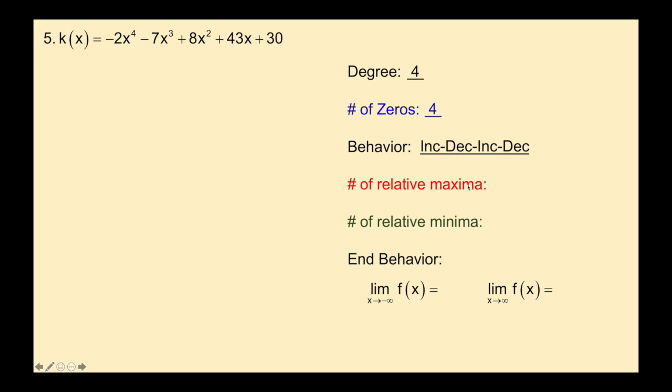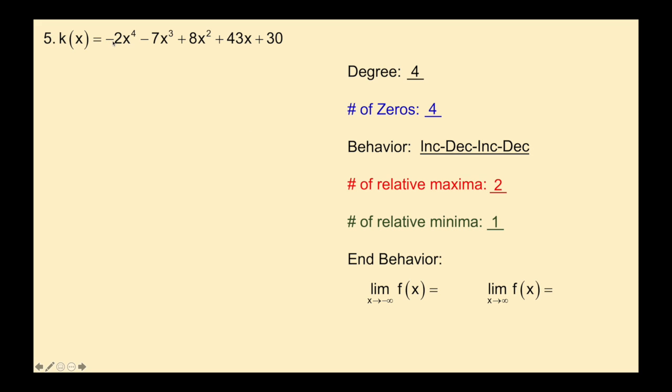For our number of relative maximums, well, if I increase and then decrease, that gives me a maximum. Then if I decrease and then increase, that's one minimum. If I increase and then decrease, that's another maximum. So I'm going to get 2 max points and 1 minimum point.